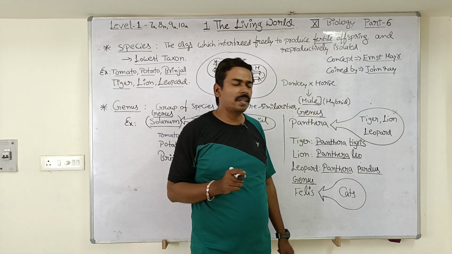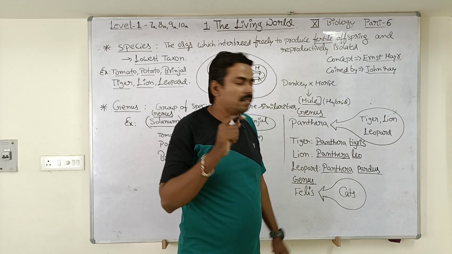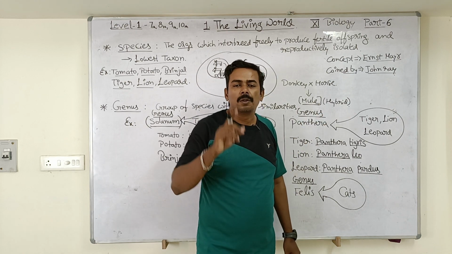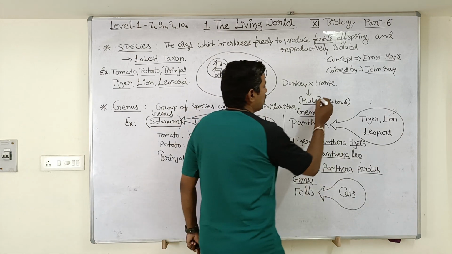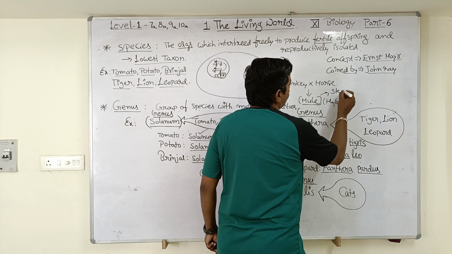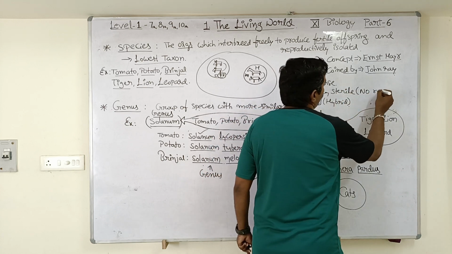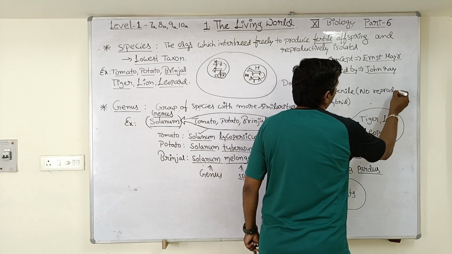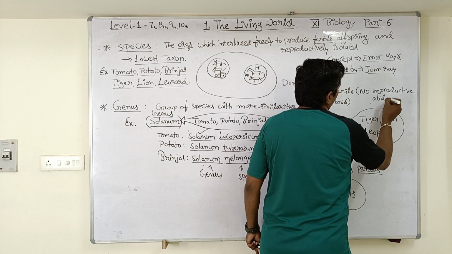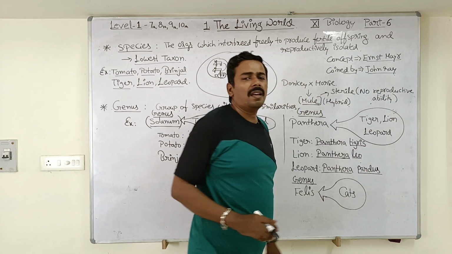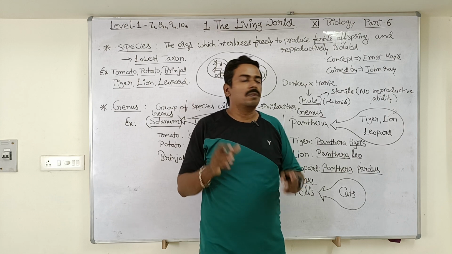But if you ask a question, is this mule a fertile offspring? No, mule is not a fertile offspring, it is sterile. Sterile means there is no reproductive ability. It means the organism is simply not capable of reproduction.